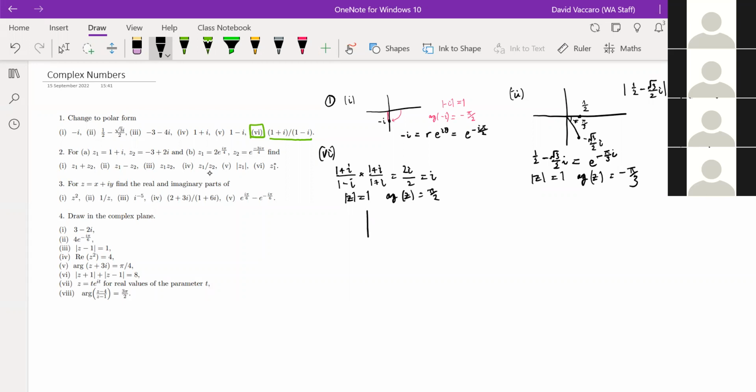But in many ways, an equally valid way would be to consider the complex number 1 plus i, which by a simple application of Pythagoras has got modulus root 2, and by simple trigonometry has got argument pi over 4, 45 degrees. 1 minus i, which also happens to be the complex conjugate, has got argument negative pi over 4 and modulus root 2.